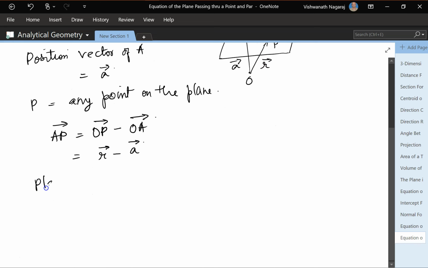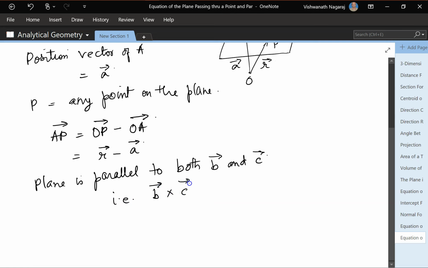Now remember, the plane is parallel to both B and C, right? Let's cross product this. So B cross C will give us a vector perpendicular to the plane. So B cross C is perpendicular to the plane. Therefore, AP is perpendicular to B cross C.